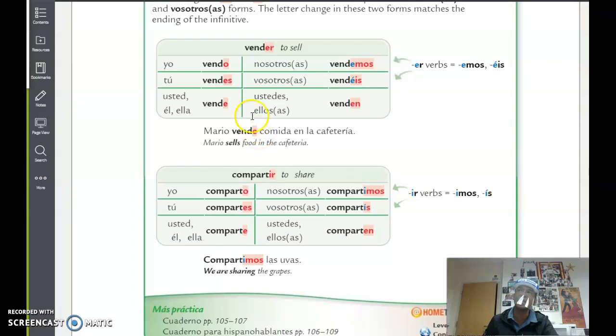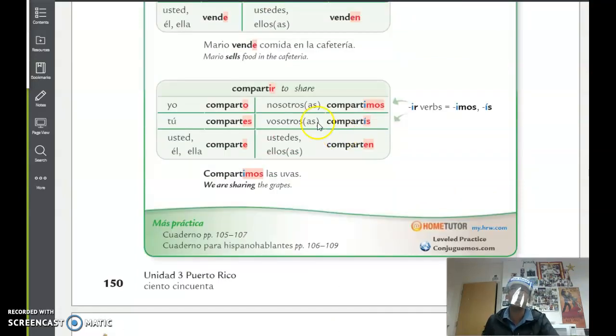Because it's he that's doing it, you get rid of the R and put an E without the accent. Mario vende comida en la cafetería. That's how it works. It's determined by the subject, by who's doing the action, which ending at the end of the verb will go.